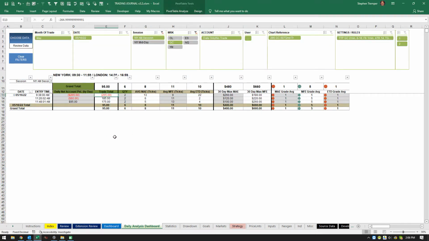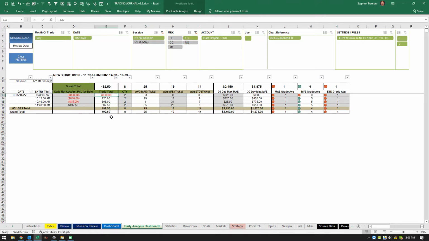Okay, so here you go. The first trade was a negative 265. Then you can see how we start crawling out of it, where we end up with the 95. It was ES. Go to ES. First trade was 830. So, ouch, and then we crawled out of it and beat out of it.